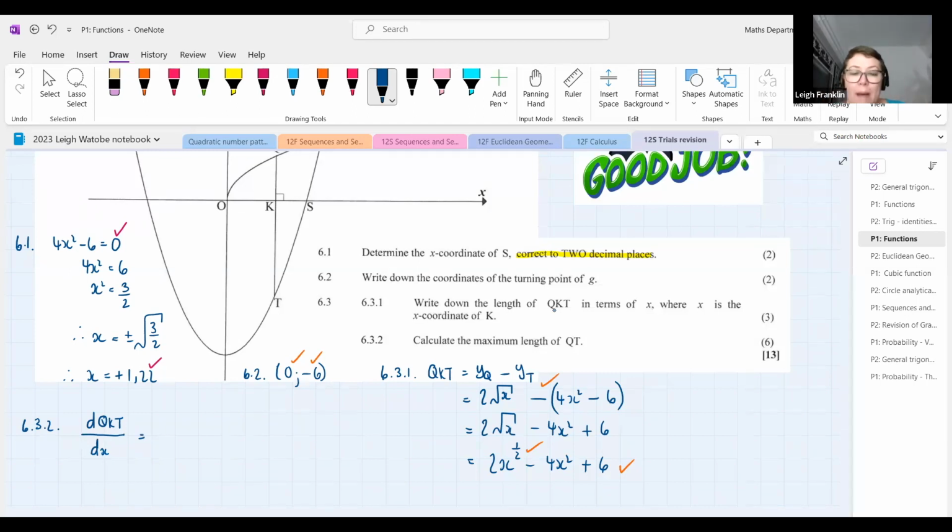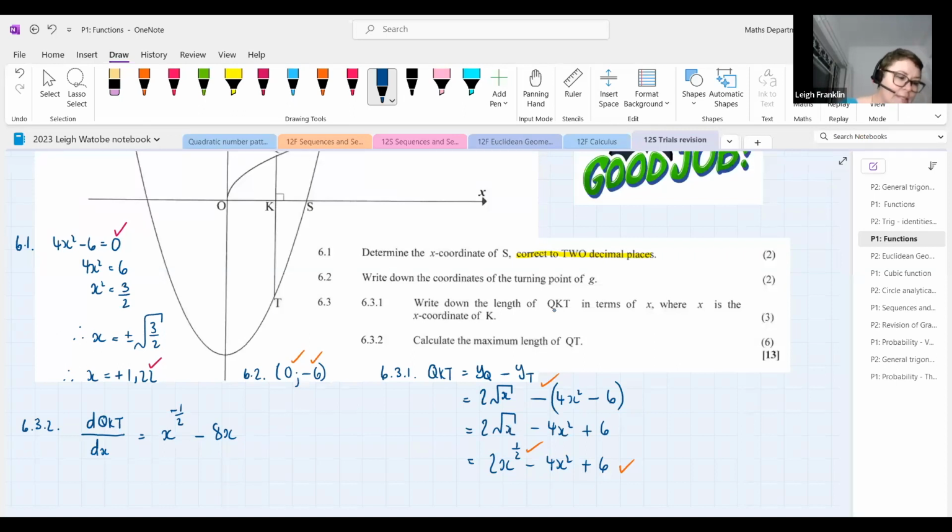And now we're going to do our power rule. So Nkonizer, and everybody else, we've got to take that half and multiply it by 2, and we're going to get 1. And then we've got to take 1 away from our exponent. So that would give us x to the power of negative 1 over 2 minus 2 times 4, or -4, would give us -8, and then we've got to take 1 away. So I've found the derivative of QKT with respect to x.